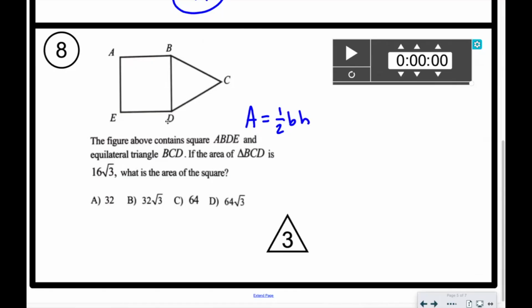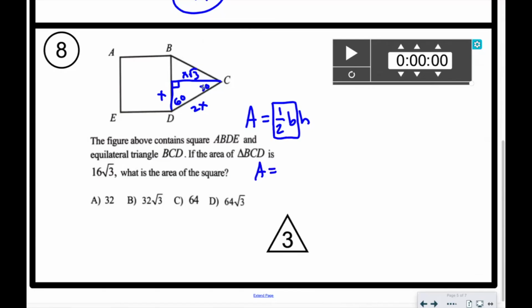And what I want to notice is if I drop an altitude from here, this right here is a 30, 60, 90. This has to be 60 because all the angles in an equilateral triangle are 60, because 60, 60, and 60 make 180. And if I have a 30, 60, 90, I'm just going to put the ratios that you're given on the reference sheet. So this is x root 3, and this is 2x. So now notice that the area of our triangle is 1/2 the base.